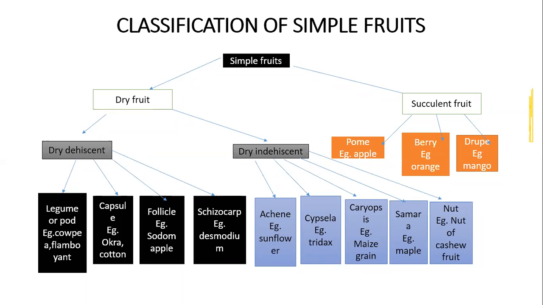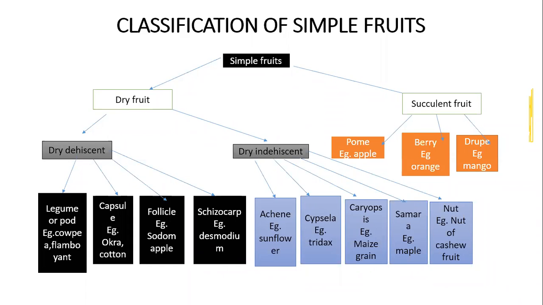So as you can see, examples of legume or pod, you have cowpea, flamboyant, bean, pride of Barbados, cotulera, as I mentioned earlier, then pea. They are all examples of legume.